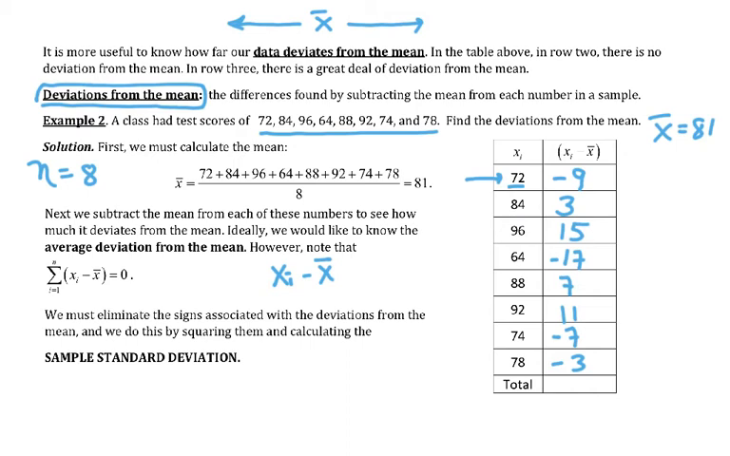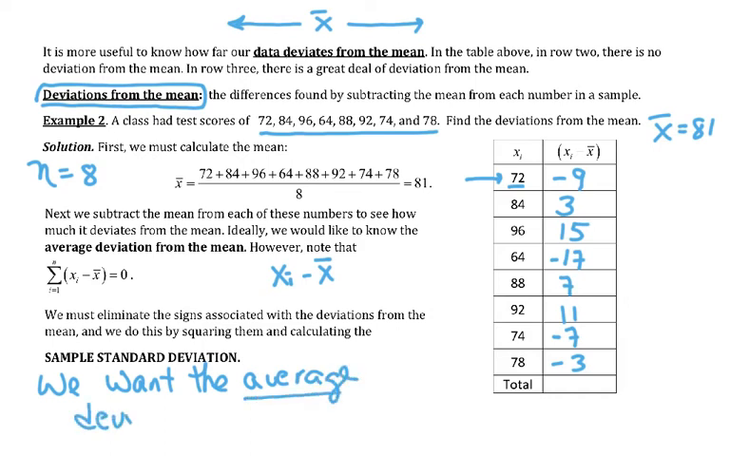Now, what we would like, we want the average deviation from the mean. So it makes sense that you would add these up and divide by 8. But something really weird happens if you do that. So try it.